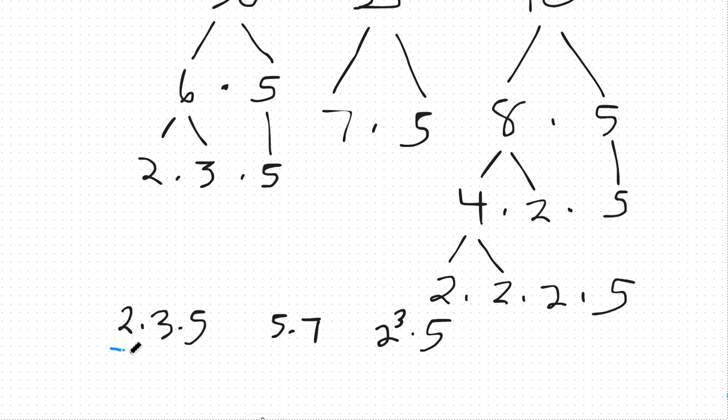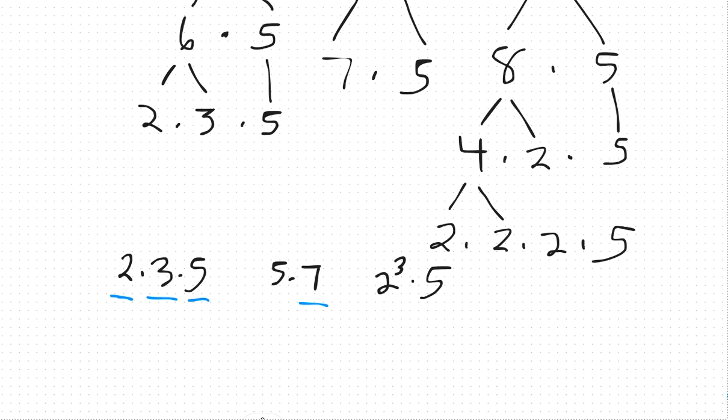Okay, so the first thing you want to do is identify your unique numbers that we have here. So we got a 2, we got a 3, we got a 5, we got another 5. We don't want to do duplicates. We got a 7, we got a 2 and a 5 again. Let's go ahead and write those down: 2 times 3 times 5 times 7.